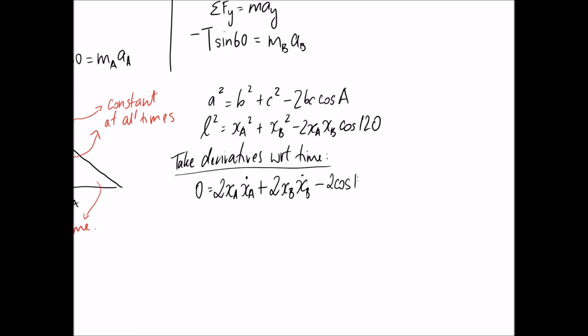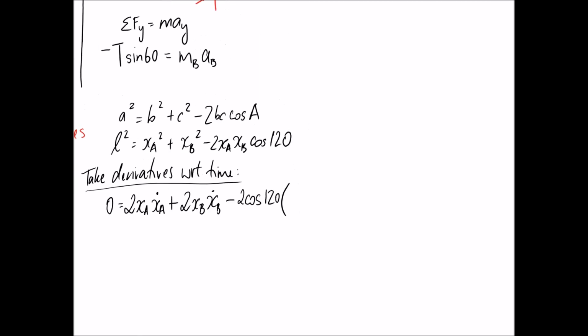And then we're going to need to apply the product rule to take the derivative of this xa xb multiplied by each other. So for the product rule, we hold the first one as the same thing, and we take the derivative of the second part, so this is going to be xb dot. Then we hold the second part the same, so xb, take the derivative of the first part, so xa dot. So that becomes the first derivative of our equation.